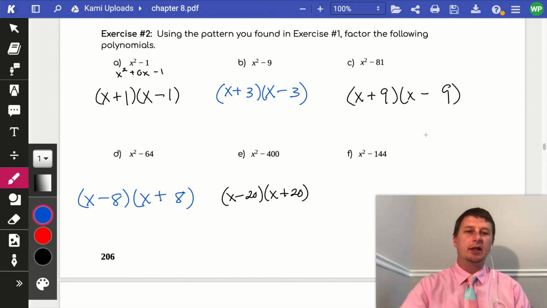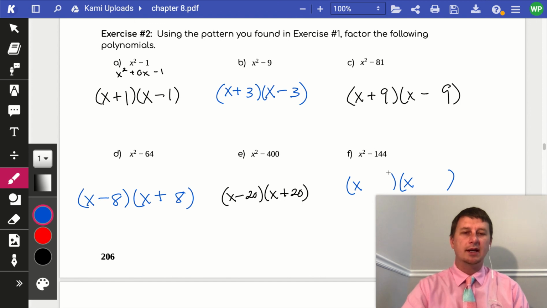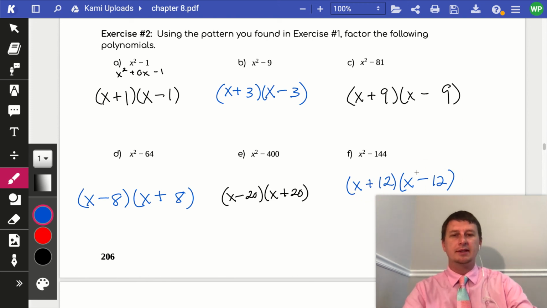And finally, our last one is x squared minus 144. So is this a difference? Yes. Of two perfect squares? Yes. So again, we're going to open up two sets of parentheses. X times x gives you x squared. What times what will give you 144? And the answer is 12. 12 times 12 will give you 144. Separate those with a plus and minus.